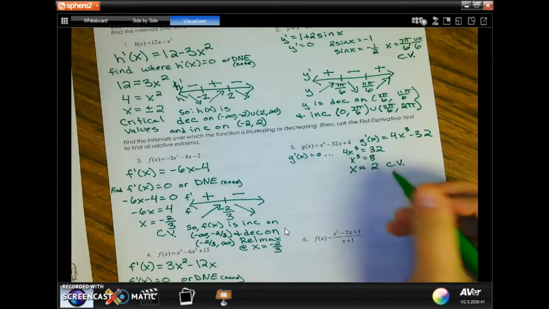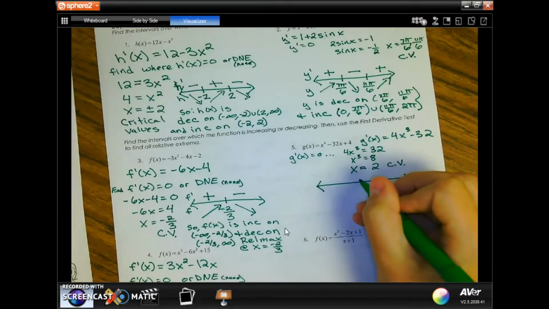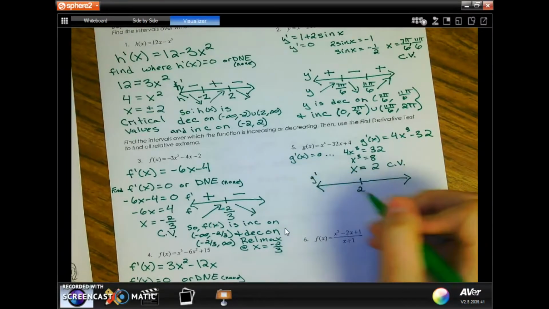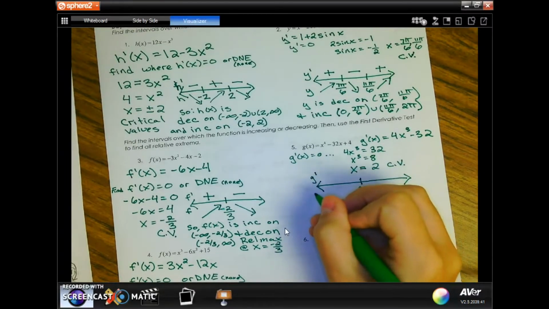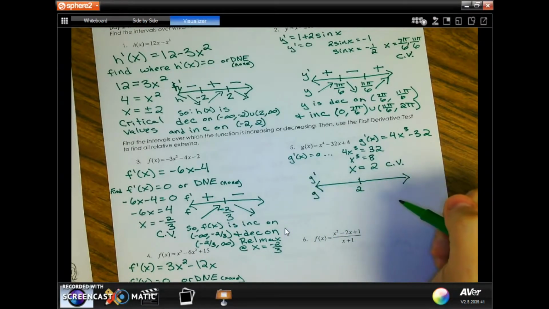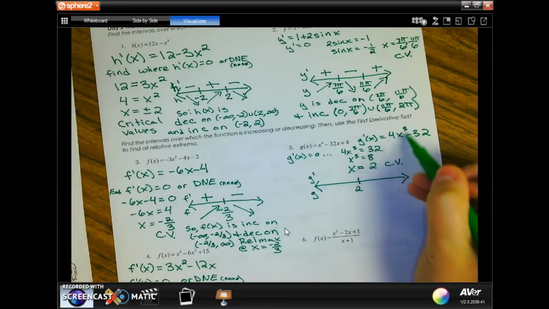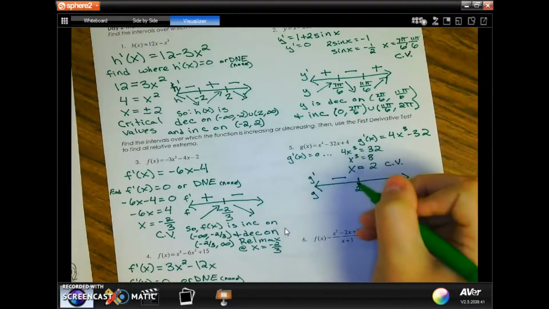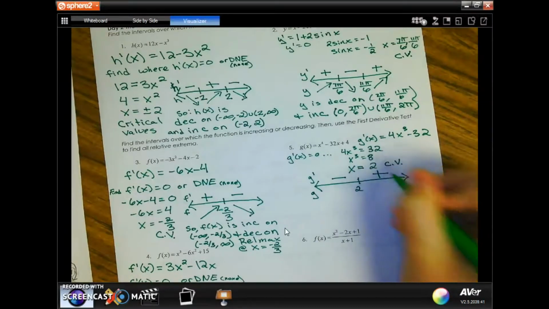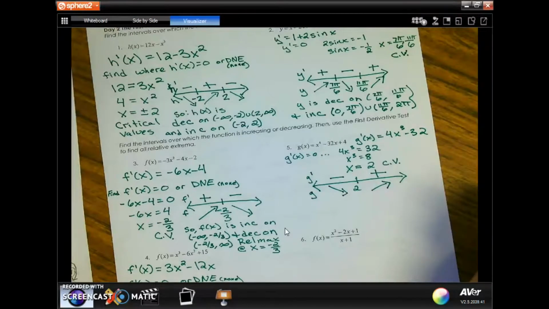So I need to take that 2 and put it on a sign chart. I'm going to plug something to the left of that into the derivative and something to the right of 2 into the derivative. When I plug in something to the left, like a 0, up here in the derivative, I get a negative, so this will be a negative there. If I plug in a number like a 3, that'll be a big number, minus 32 will still be positive. And so that tells me that I am decreasing and then increasing.